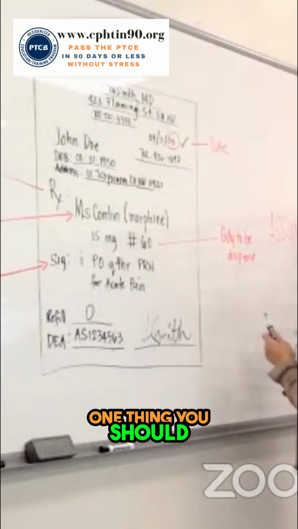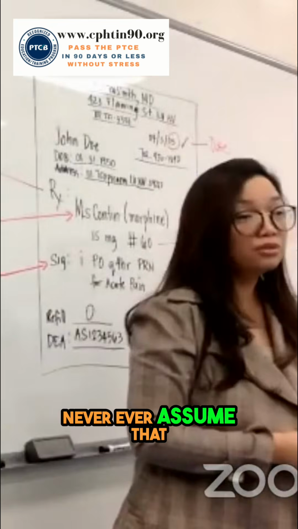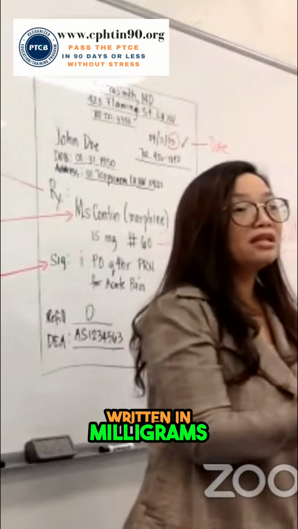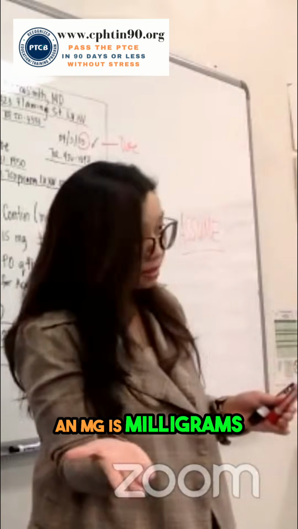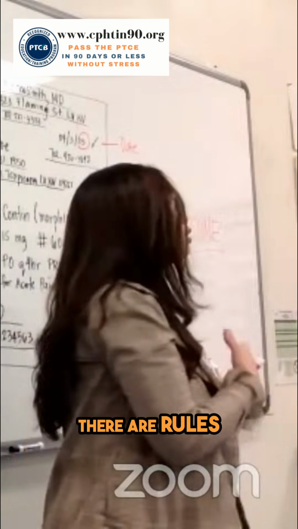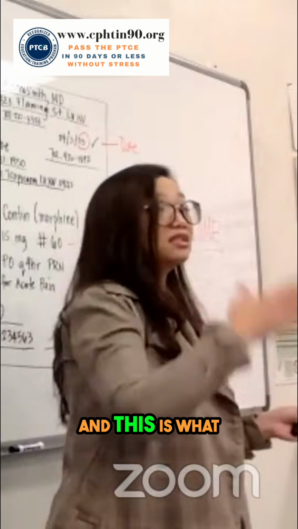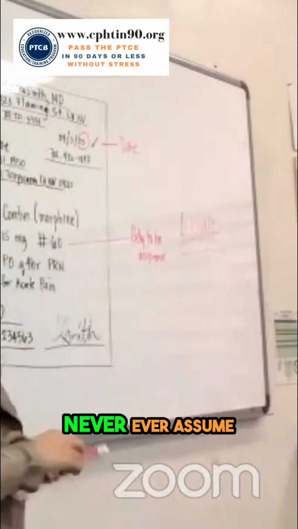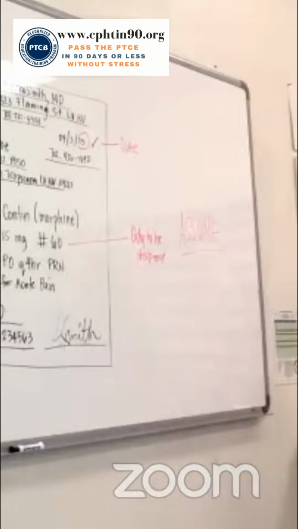One thing you should never do in the pharmacy is assume. Never ever assume that what is written as mg is milligrams. There are rules and regulations we set in place so that we can minimize medication errors, and this is what we're going to be talking about in the next couple of days. Never ever assume. So if it doesn't have a date, don't assume that it's written the current year.